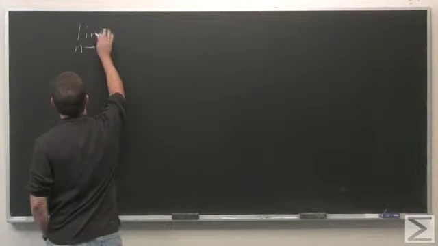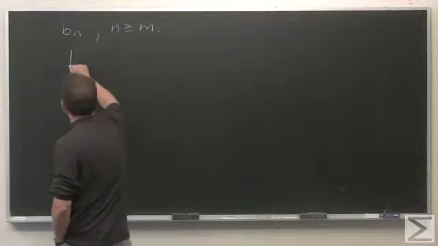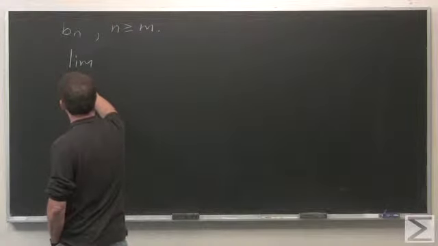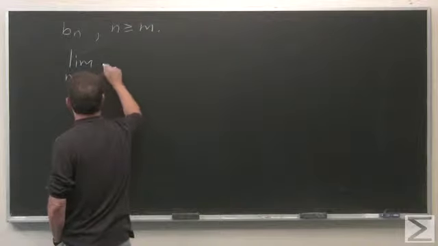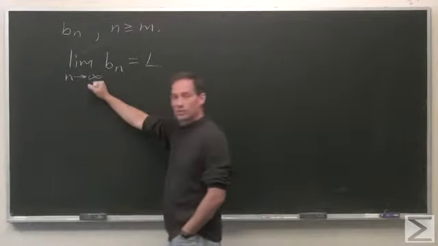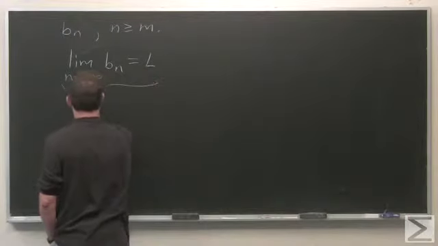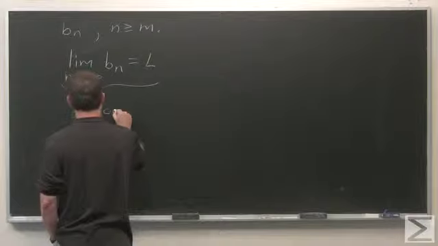So we write the limit as n goes to infinity. You start with some sequence, b sub n, where n is greater than or equal to some starting index m. You say that the sequence converges to L, or that the limit as n approaches infinity of b sub n is L. We also say b sub n converges to L.